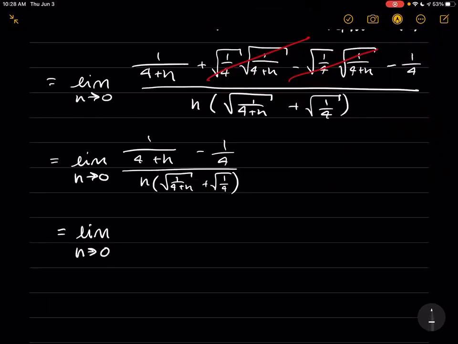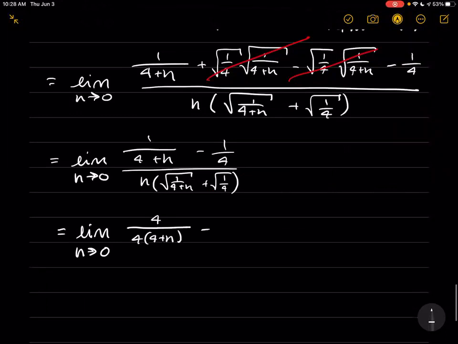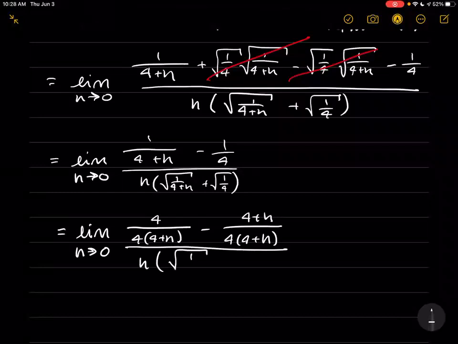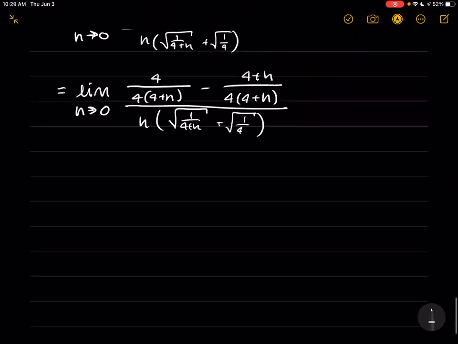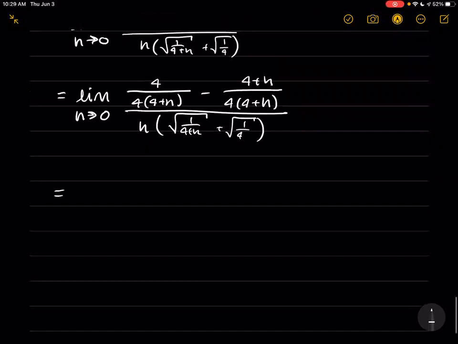Okay, so I think we need a factor of 4 on this one minus a factor of 4 plus h. Yeah, on that one. Over the same thing again. Looking pretty messy, but let's keep going. Let's go ahead and do that fraction subtraction.